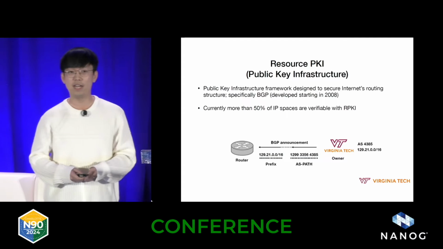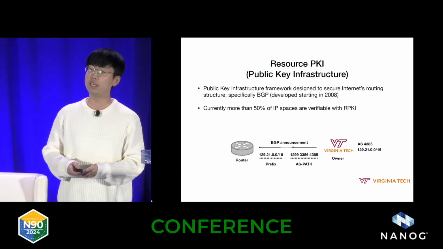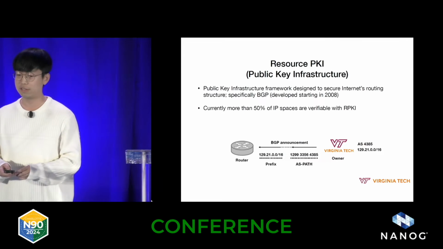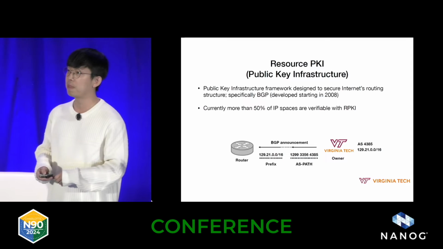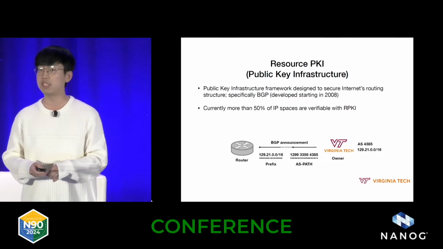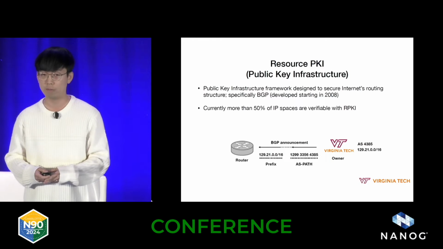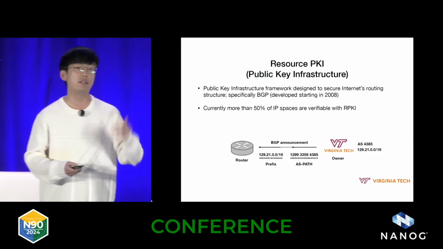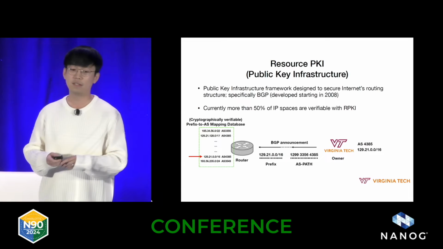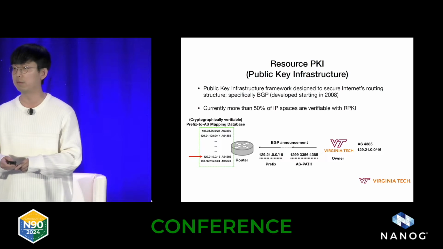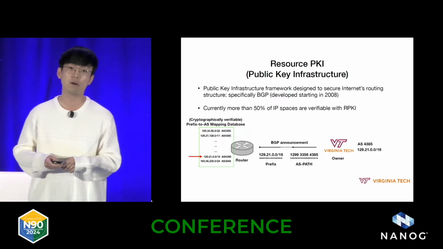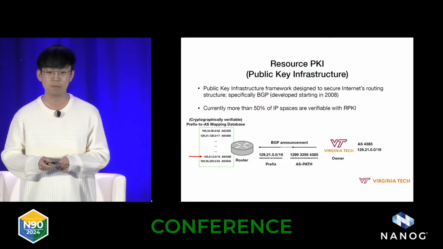RPKI is basically a public key framework designed to secure internet routing, specifically for BGP. Currently, more than 50% of IP space is verifiable with RPKI. At a very high level, what RPKI provides is a way for the router to create a cryptographically verifiable database, so that it can verify that an announcement actually comes from the legitimate origin.